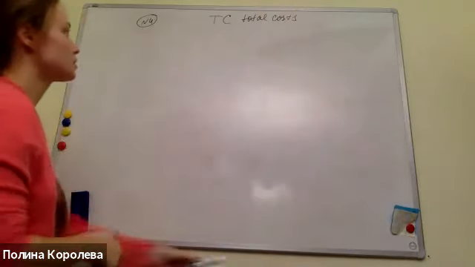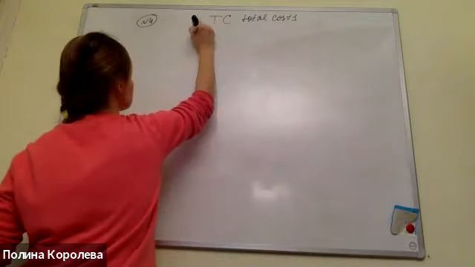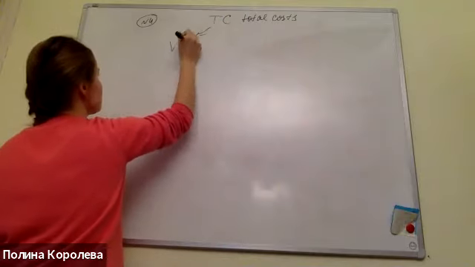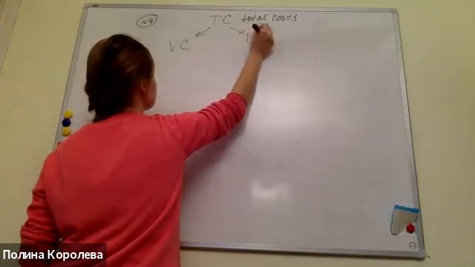We can divide these total costs on what? On variable costs and fixed costs.